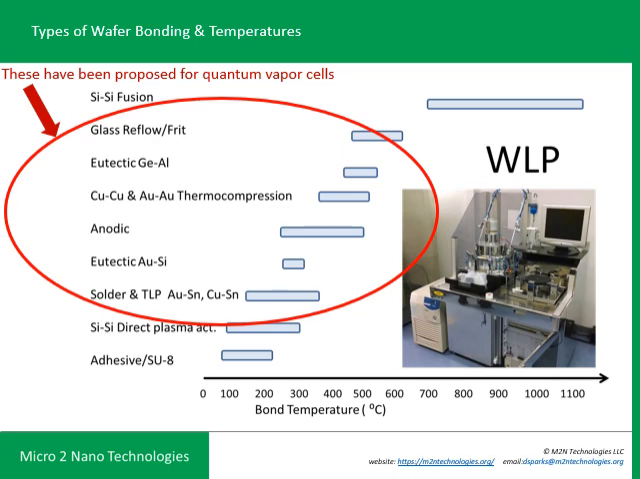There are solder bonds. There are adhesive bonds, which aren't really hermetic and can't be used in this case. And there's a number of eutectic or metal-to-metal thermocompression bonding methods that have been developed.